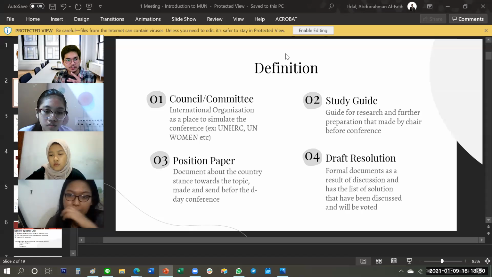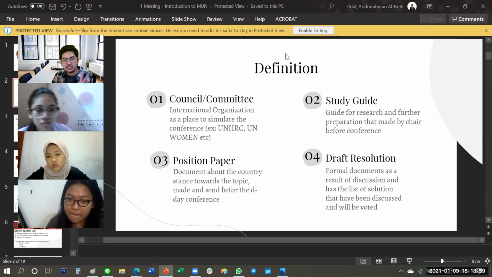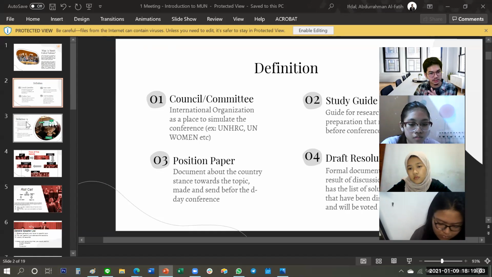And then after that, you can also start learning about the definition of other key terms in MUN. But basically, these are the 4 key terms that you need to know in Model UN. And this is how we start our mentoring session.